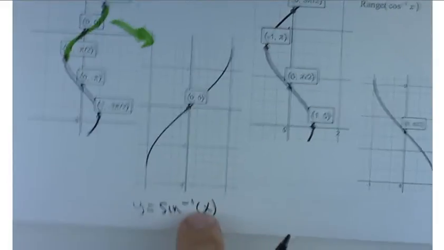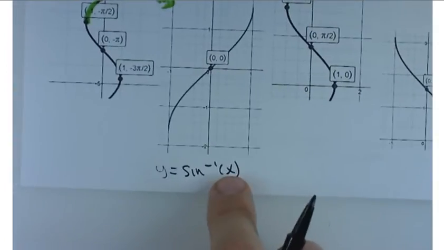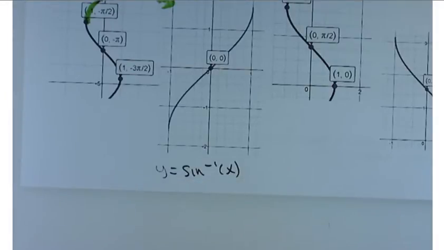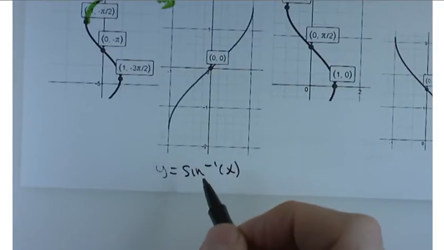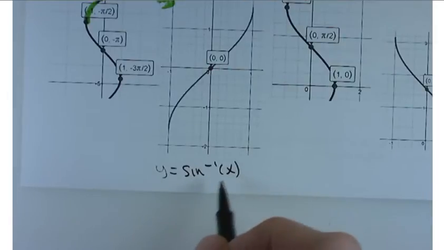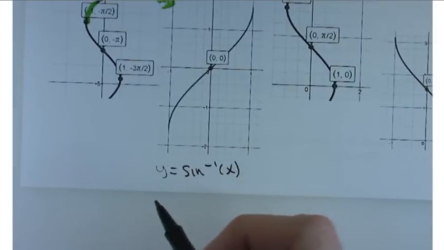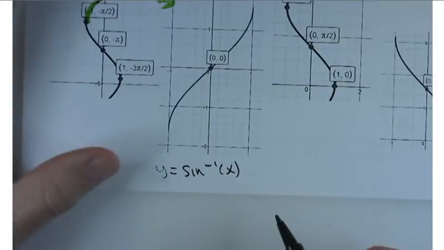Now, one thing that you need to be clear on. This has nothing whatsoever to do with the cosecant. You can't take the reciprocal of the sine and get it. The inverse sine has nothing to do with the cosecant. Period. End of story.